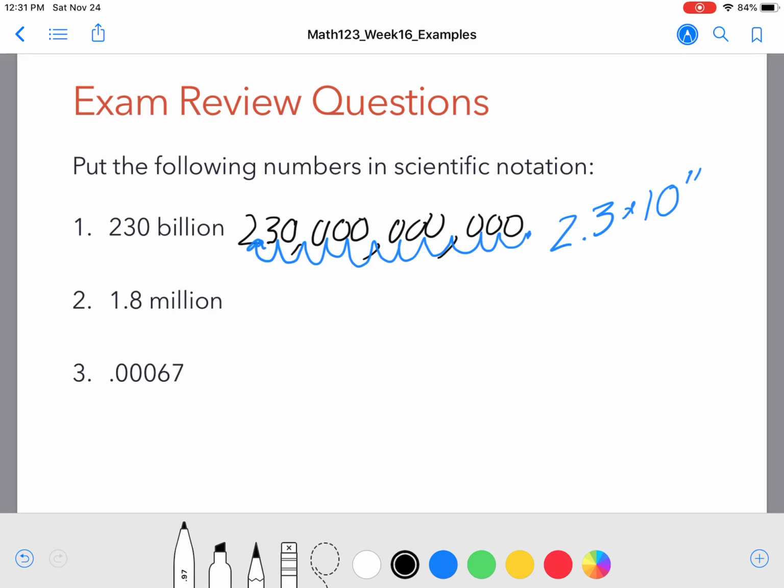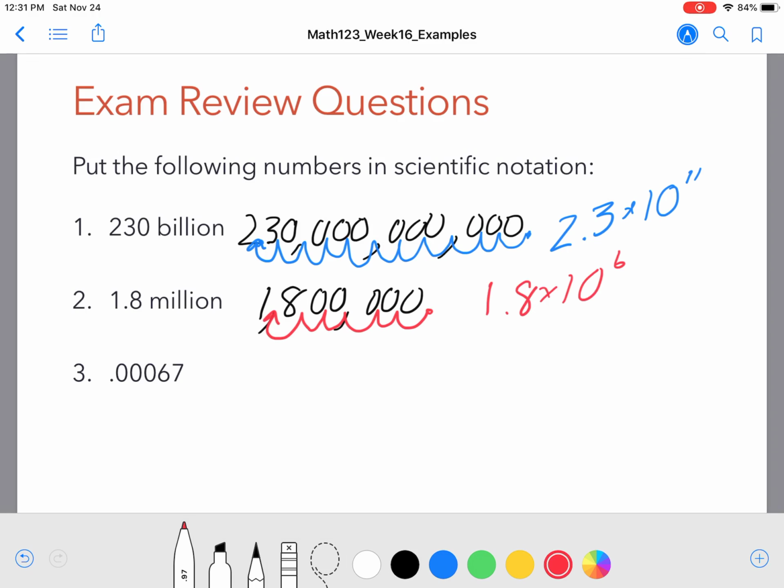I would always recommend that you write these out the long way, and then you can go about changing it. Now 1.8 million, if you remember, I told you to always ignore whatever's after the decimal. So I can just write out what 1 million is, which is a 1 with 6 zeros. Then this little 8 takes the place of your 0. So that's my 1.8 million. Here's my decimal. I want to move it 1, 2, 3, 4, 5, 6 spots. So this is going to be 1.8 times 10 to the 6th.